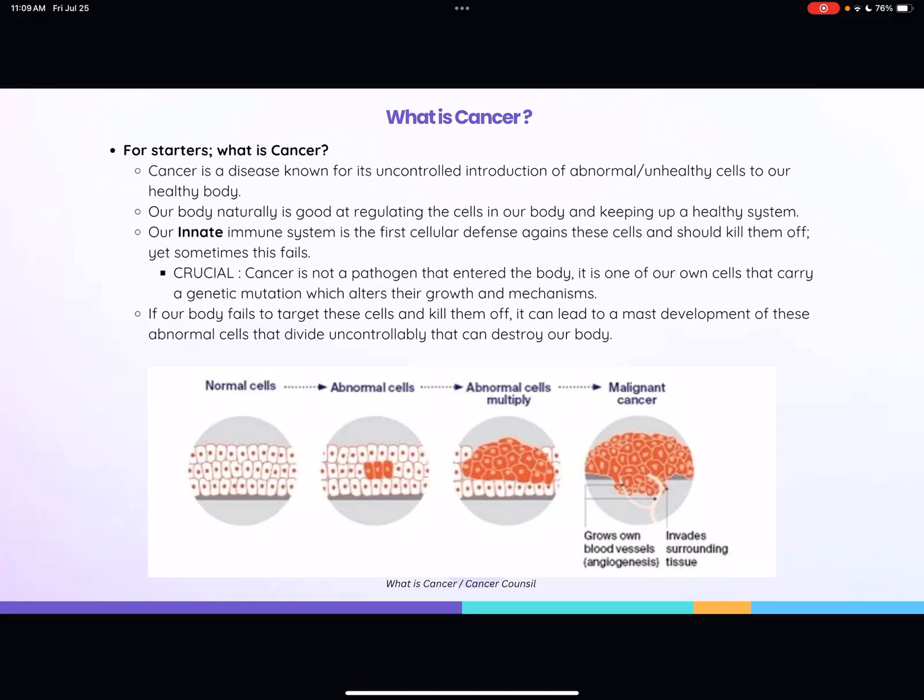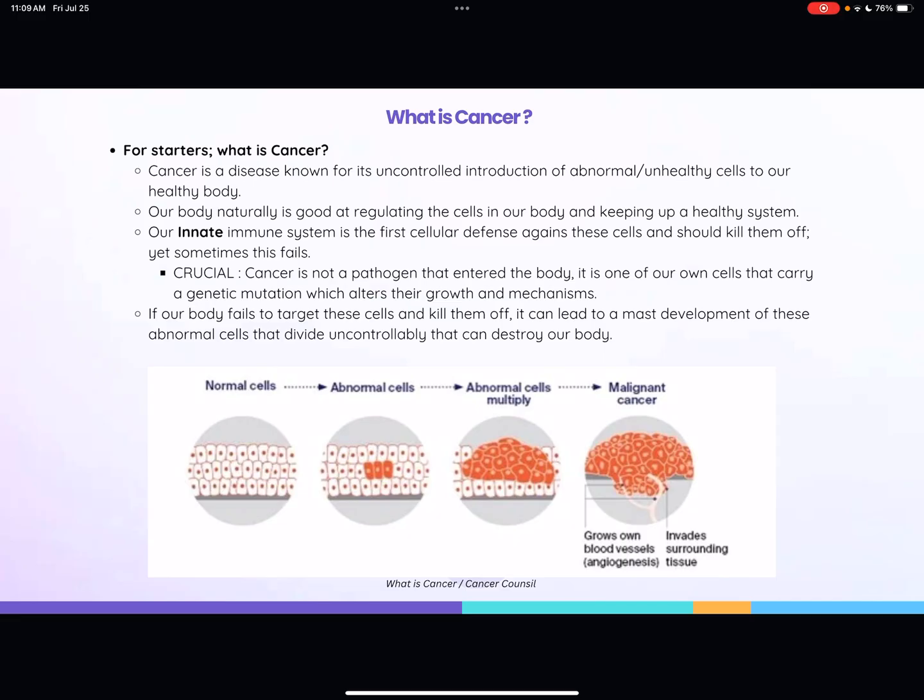So for starters, what is cancer? Cancer is a disease known for its uncontrolled introduction of abnormal or unhealthy cells to our healthy body. Our body naturally is good at regulating these cells and keeping them in a healthy system, which is our immune system. Our innate immune system is the first cellular defense against these cells, and should naturally kill them off, but sometimes this fails.